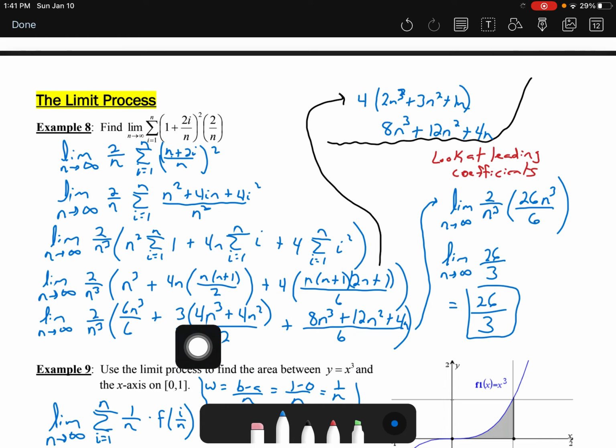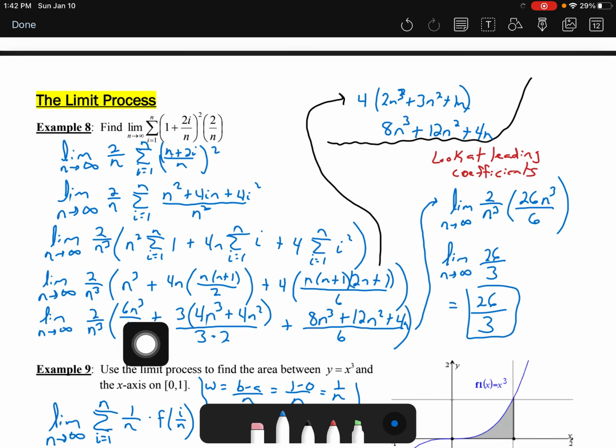I add those up, I have 26n cubed, and then the denominator is 6, and then I still have this 2n cubed out in front. So when I do the limit of this as n approaches infinity, the n cubes would cancel out, the 2 would reduce that 6 down to a 3, and so it's just 26 thirds, and that ends up being the value of that limit.